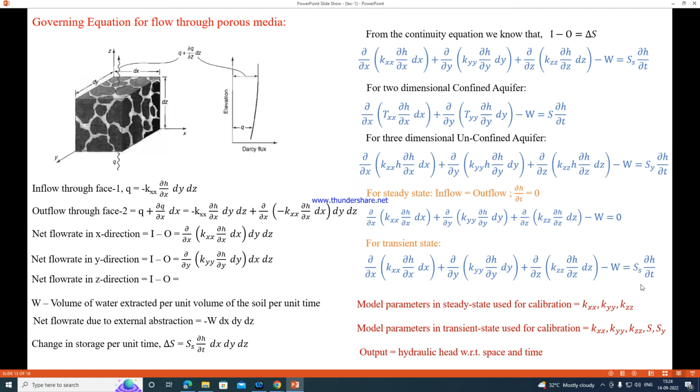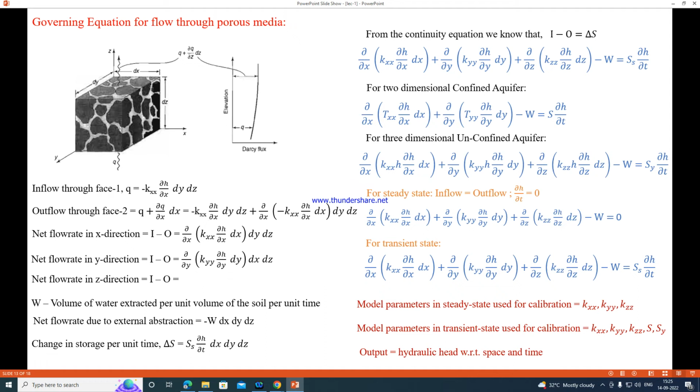The same thing you can write. For the transient equation, the water table will be going on changing with respect to time and space for your recharge and discharge. What are the model parameters in steady state used for the calibration of your model?